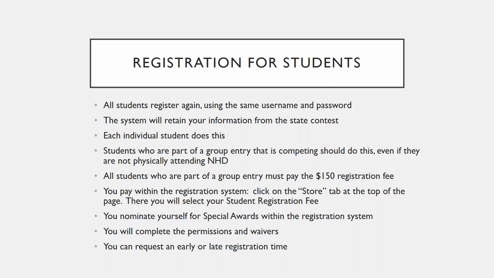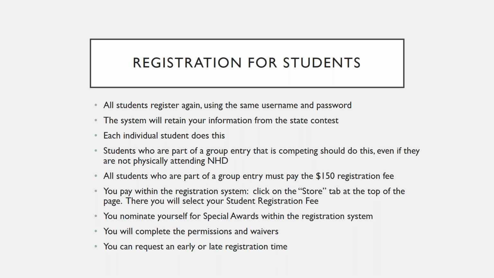Even if you are not physically attending NHD, if there's 5 of you on your junior group website and 4 of you are coming and 1 of you is going to governor's school, you still have to pay the $150 registration fee. Now, if you don't want to pay that, I can delete you from the system. But then that means that if you win a medal or if you win a prize, you're not going to get to share in that glory.